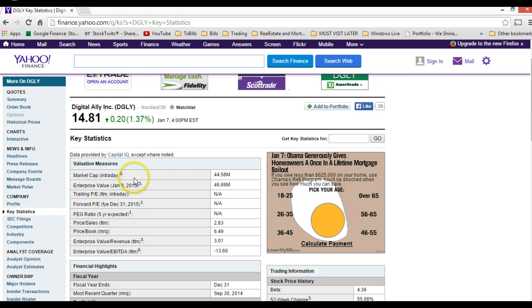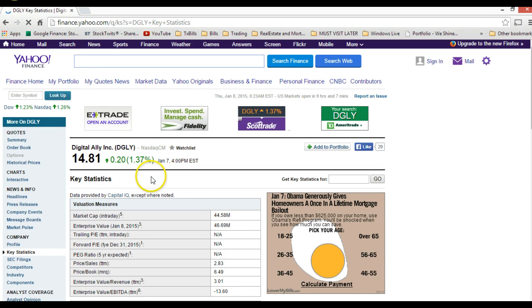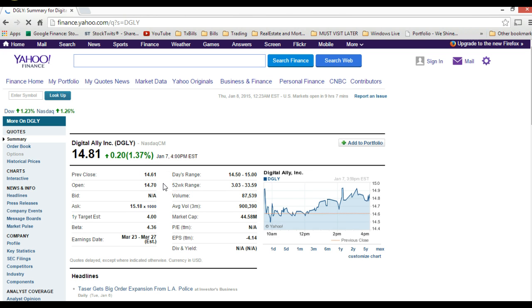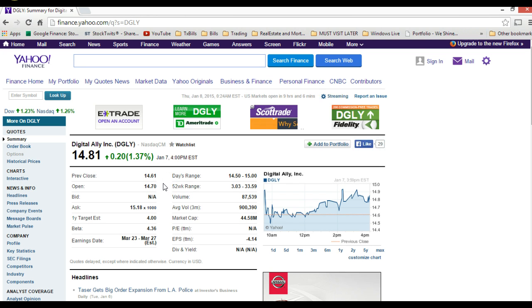And also let's look at the market cap. It has a $44 million market cap. And remember guys, market cap is going to change on a daily basis because of the stock price. Outstanding shares will be the same, but the stock price always changes, so the market cap will always change as well.